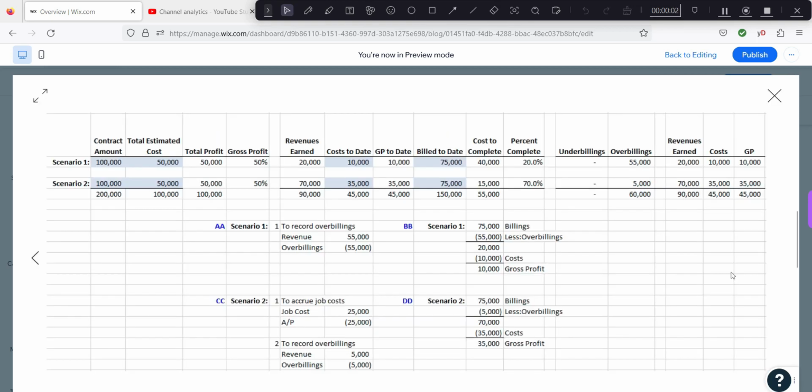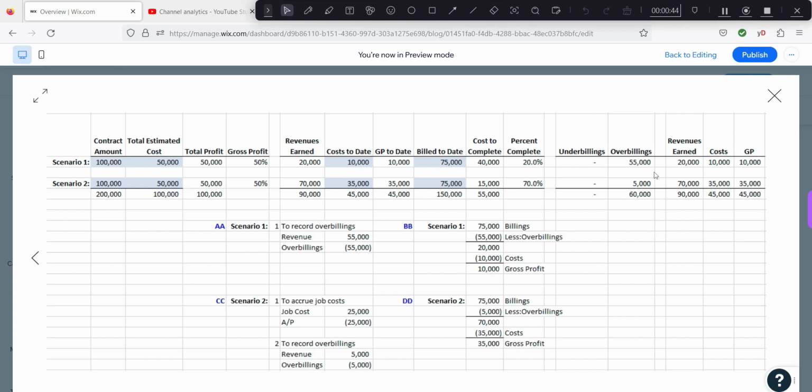Let's jump into a WIP schedule to see what this really means. We've got scenario 1 on this line here. This is a WIP schedule. It's hard copied, but the math is right. Got a $100,000 contract, $50,000 in total estimated cost. There's our $50,000 profit with 50% gross profit. Cost to date $10,000. Bill to date $75,000. Look at this number here, $55,000 in overbillings. That's huge. $55,000. So we're overbilled by that amount.